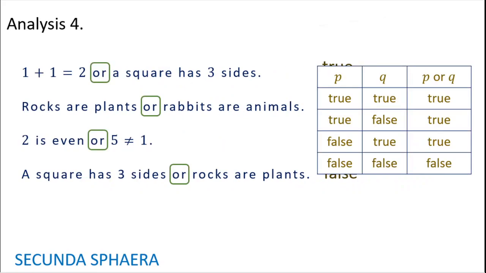Okay, this also gives us a truth table already, and in this case we just have that whenever P or Q is true, we have P or Q is true. And at the end we have that if P is false and if Q is false, then P or Q is false.